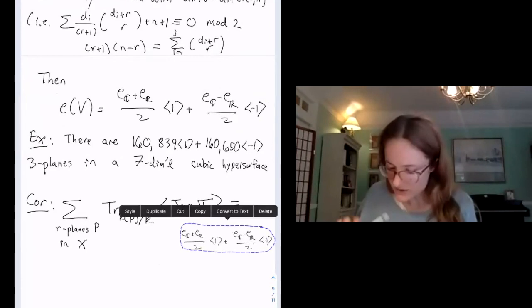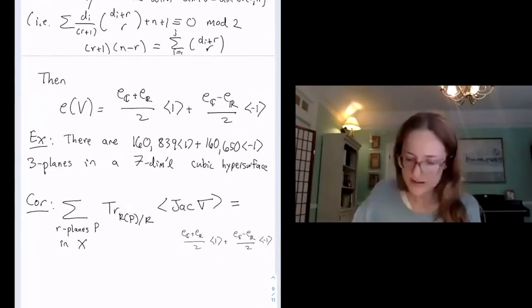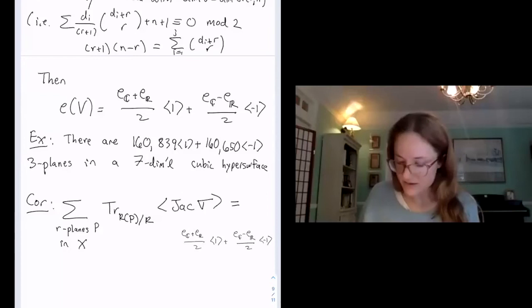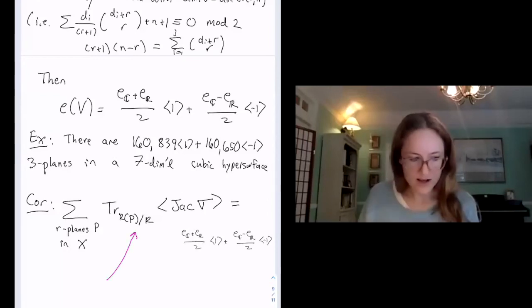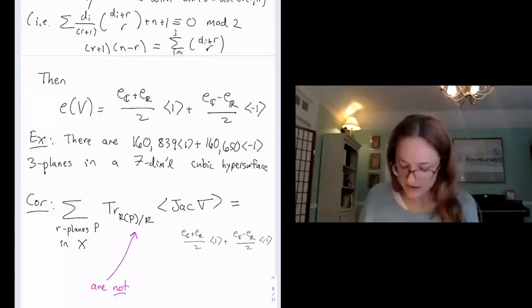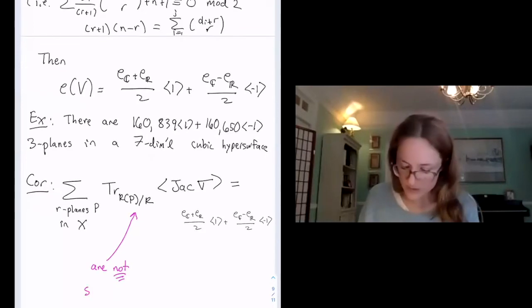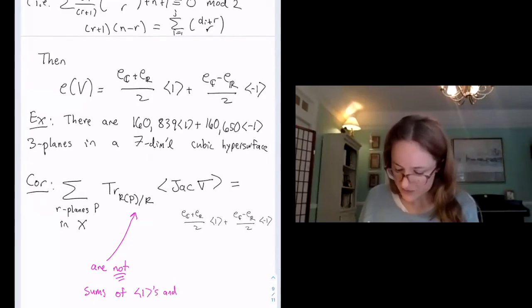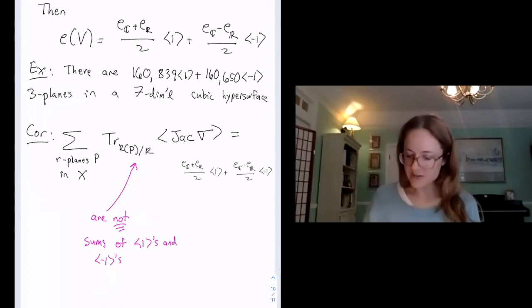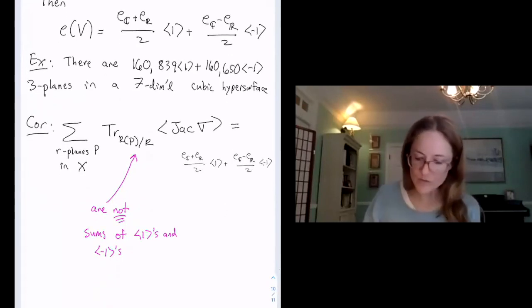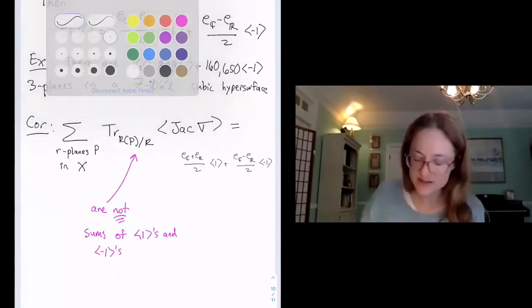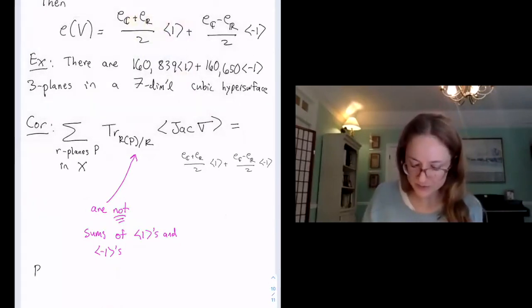And while the number on the right-hand side is some ones and some minus ones, these are not, in general, sums of ones and minus ones. They just have to sum to them. And as suggested by the title, this is proven with an integrality result.